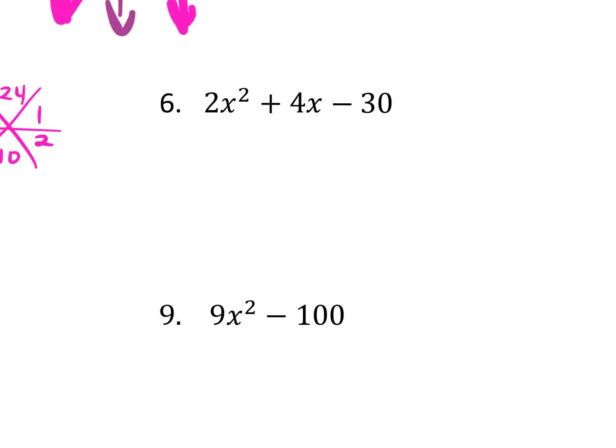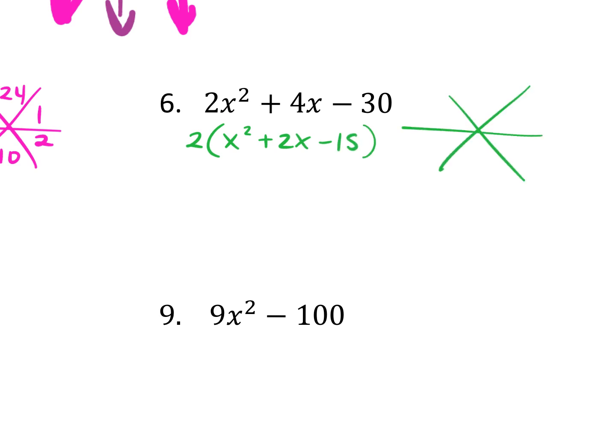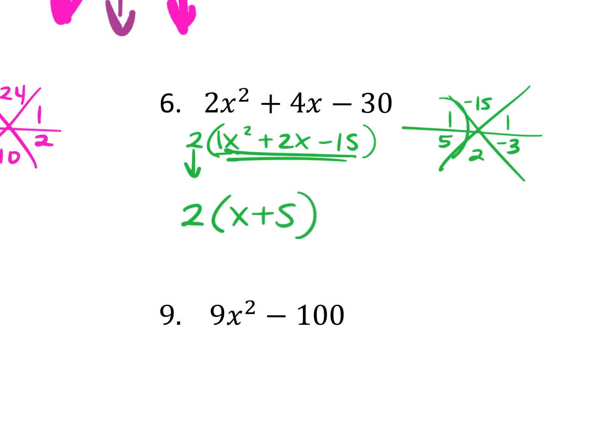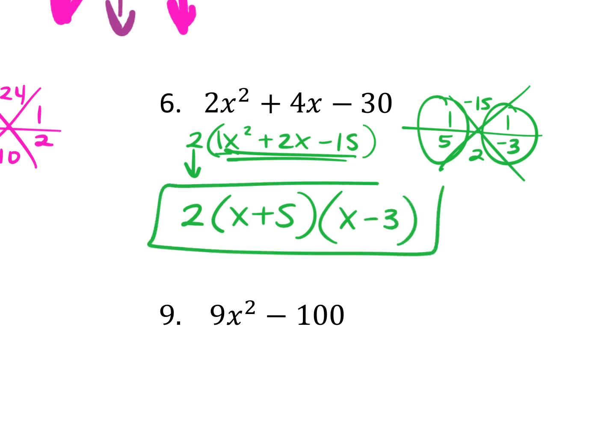Number 6, this one you should have pulled out a GCF first. So pull out a 2, you're left with x squared plus 2x minus 15. And then star method says, what can you multiply to get a negative 15 that you can add to get 2? Your a term now is a 1, because we're using this to factor. So 1 and 1, that's going to be a positive 5 and a negative 3. So don't forget about your friend, the 2 out in front. 2 times x plus 5 from this guy, x minus 3 from that one. So this would be your factored form.